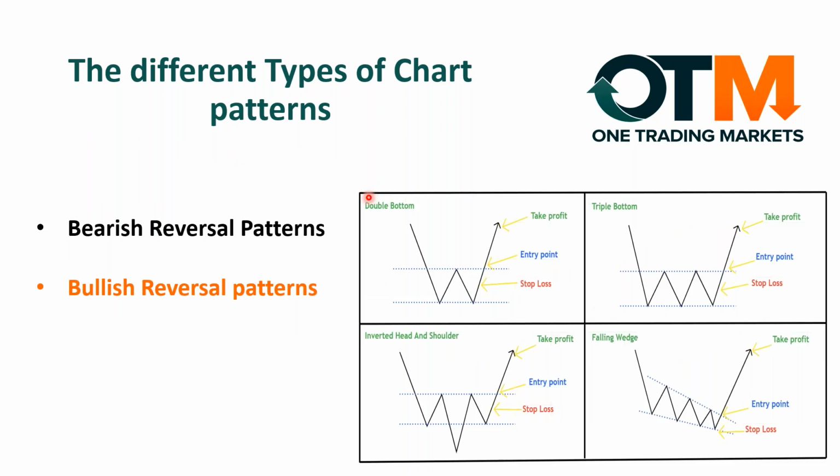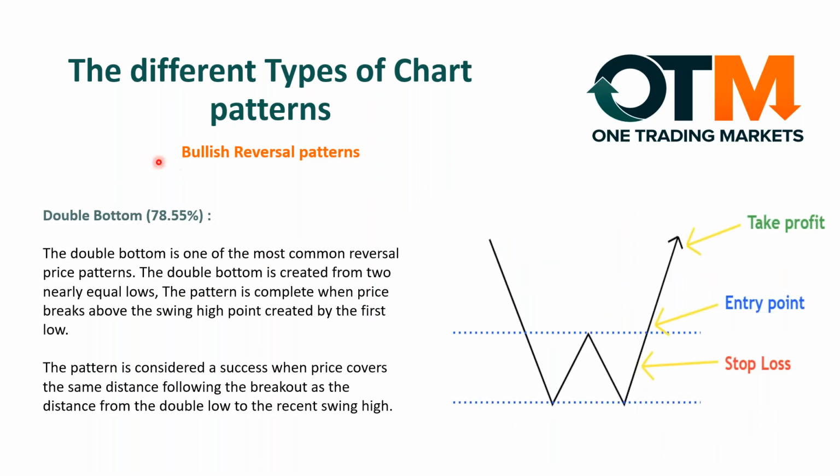Good, okay. So now let's talk about the bullish reversal patterns. These indicate that the market was going down, then gave us some indication that the trend is changing from a bearish trend to a bullish trend. The first one is called a double bottom. It's basically the opposite of the double top. It has a probability of 78.55% of happening, and it works in the same way as a double top works.